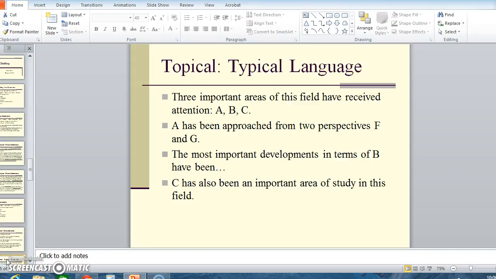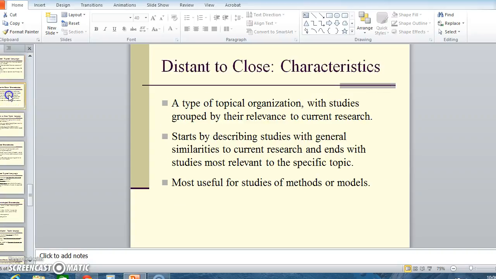Some typical language used, the types of writing styles for a topical literature review, would be things like introducing sources this way: 3 important areas in this field have received attention in these ways. A has been approached from 2 perspectives by F and G. The most important developments in terms of topic B has been, C has also been important in the study because of. So these are some considerations as to how you might look at topical research and organization of sources in this type of construct.